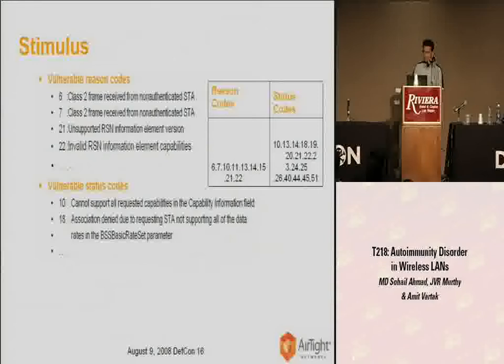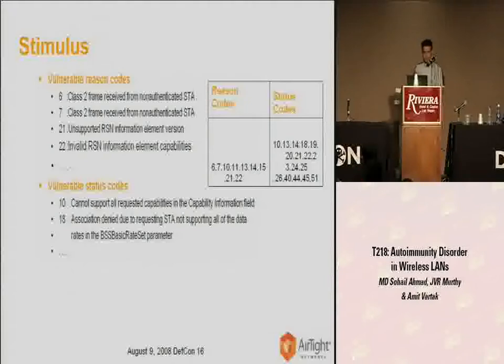There are several reason codes or status codes mentioned in the standard. For example, reason code 21 says unsupported RSN information element version or element capabilities. If access points implement these reason codes in a state machine or packet processing logic, whenever they receive an invalid RSN information element on behalf of a client, they are going to send a deauthentication packet to that client.